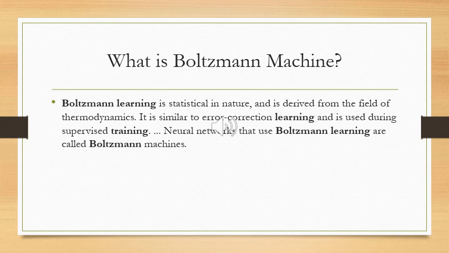Okay, first of all, I want to discuss what the Boltzmann machine is. The Boltzmann machine is statistical in nature and is derived from the field of thermodynamics. It is similar to error correction learning and is also used during supervised training. Neural networks that use Boltzmann learning are also called Boltzmann machines.